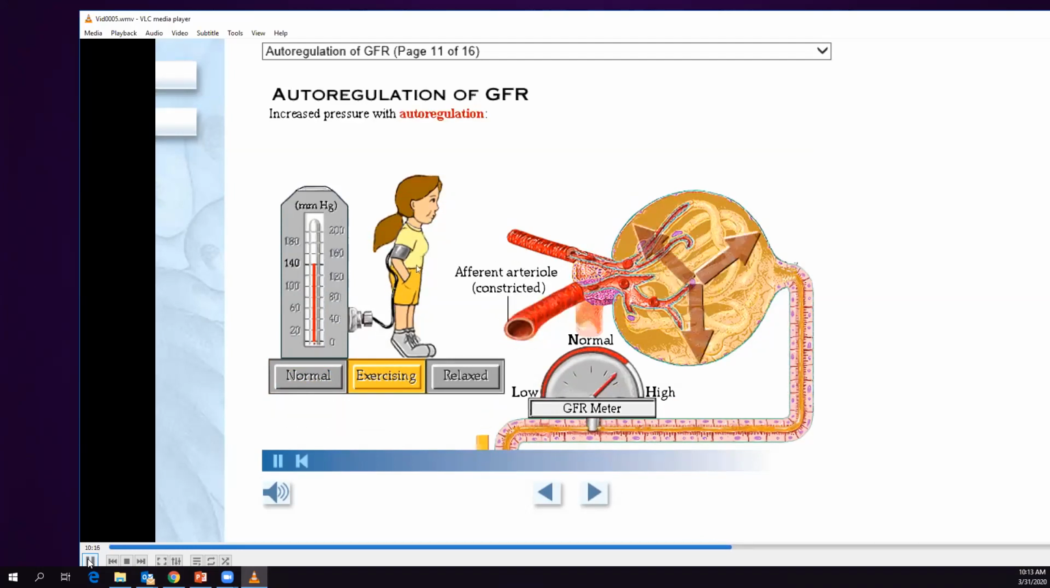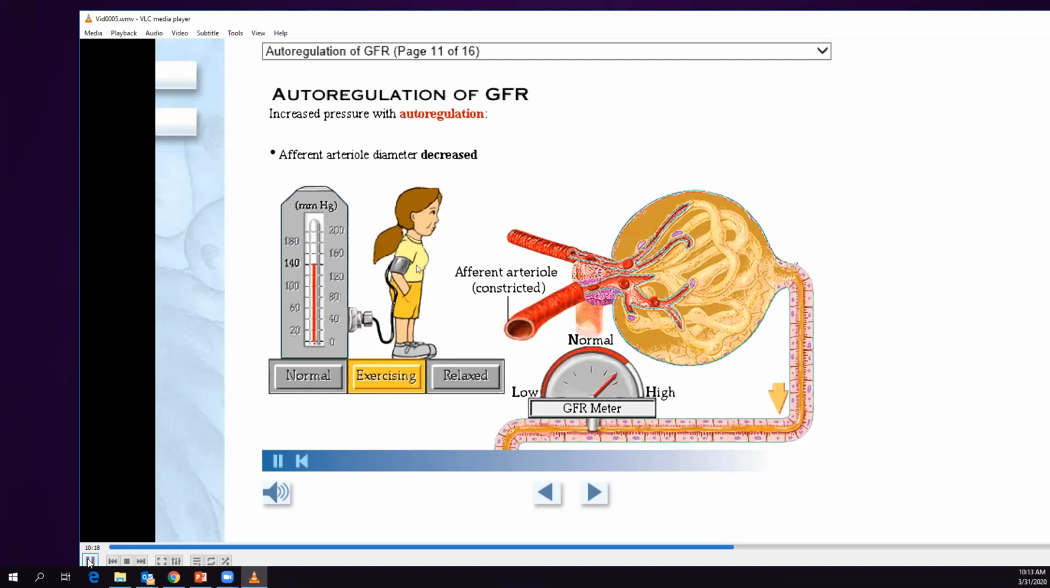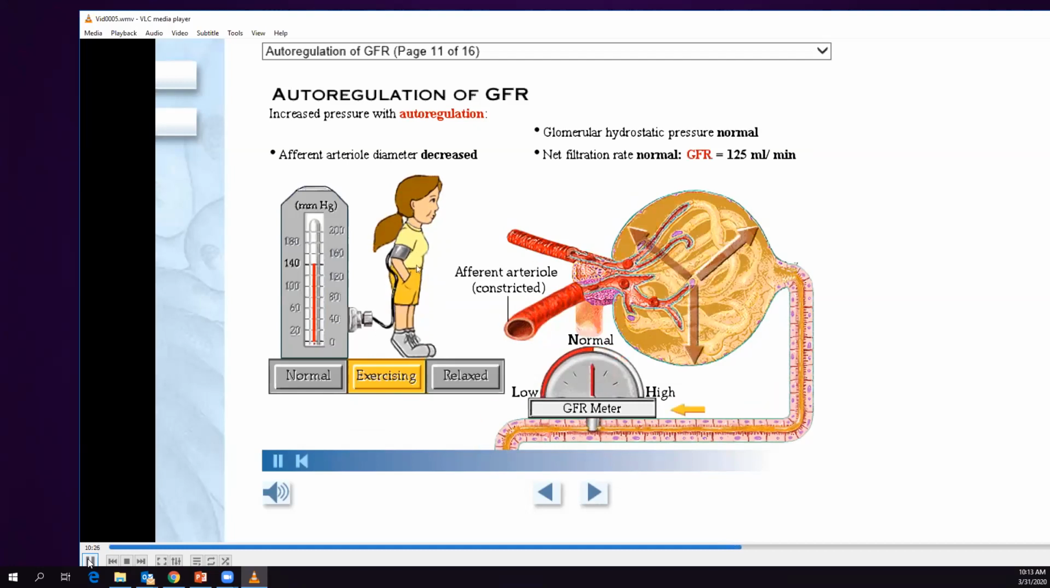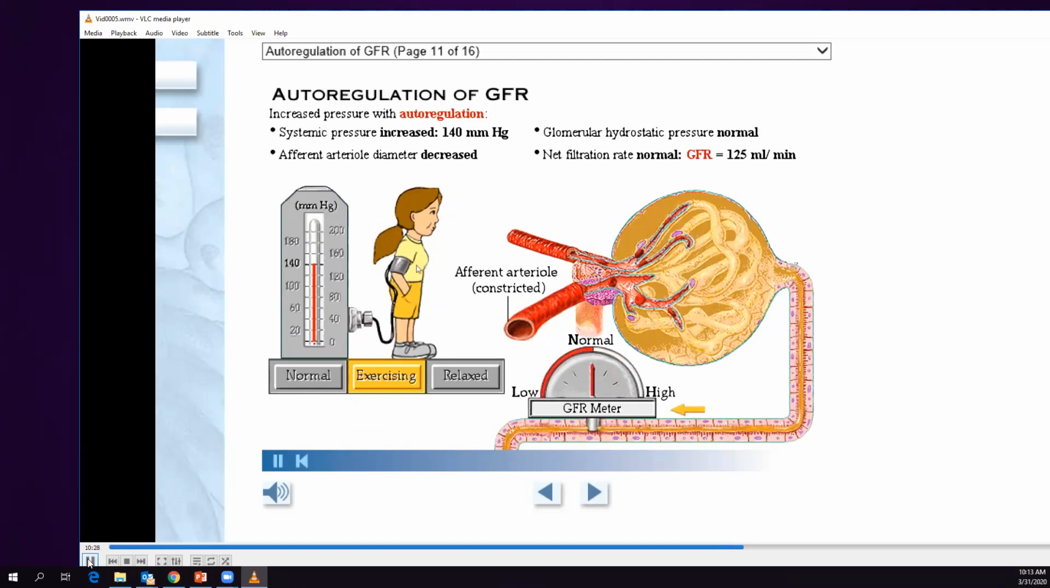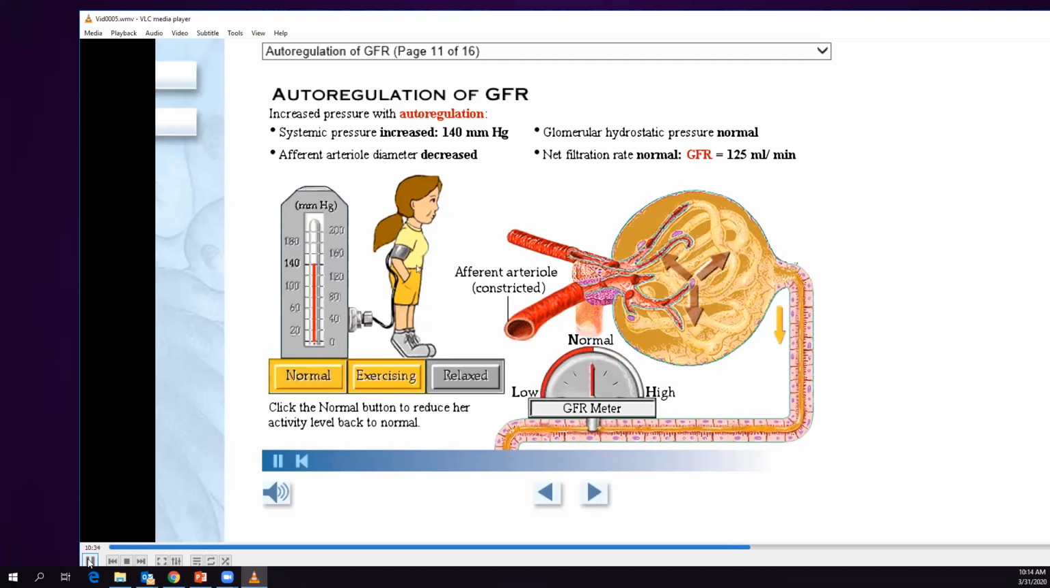The autoregulation mechanism decreases the diameter of the afferent arteriole, decreasing the glomerular blood flow. The glomerular hydrostatic pressure and GFR return to normal, even though the mild exercise continues and the systemic blood pressure remains elevated. Now click the normal button to reduce her activity level back to normal.